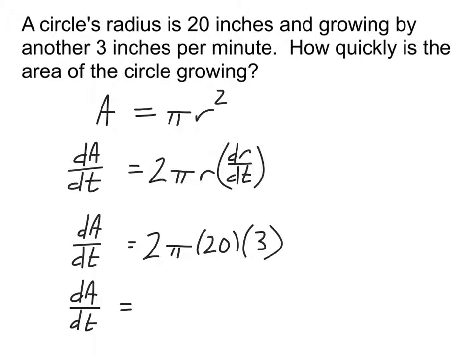I can go ahead and calculate that. I'll go ahead and leave it in terms of pi. So 2 times 20 is 40. 40 times 3 is 120. So I'll call that 120 pi. That's some quick math.